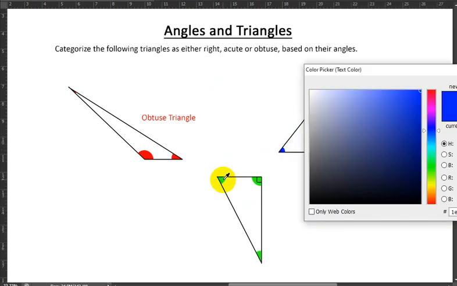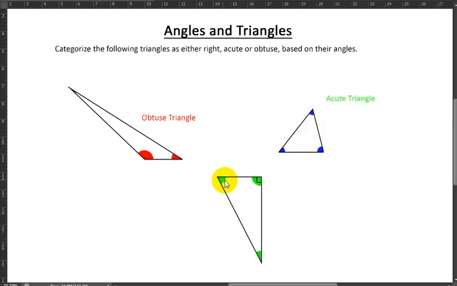Now for the green. Sorry. Here, what's going on here?